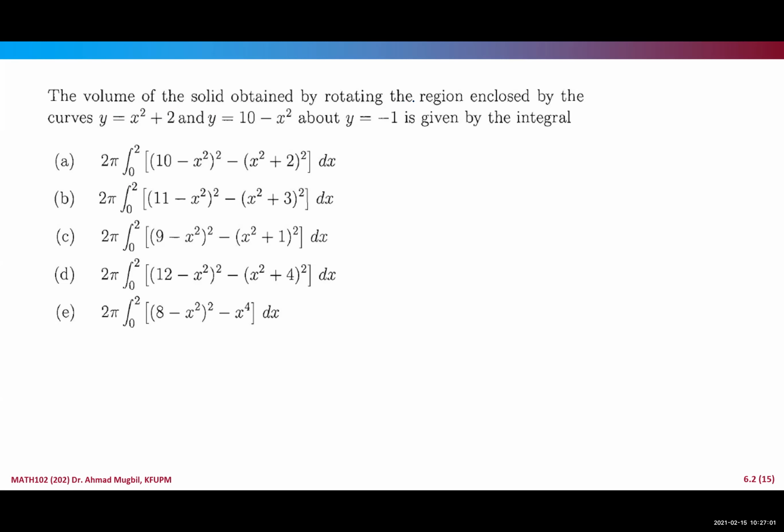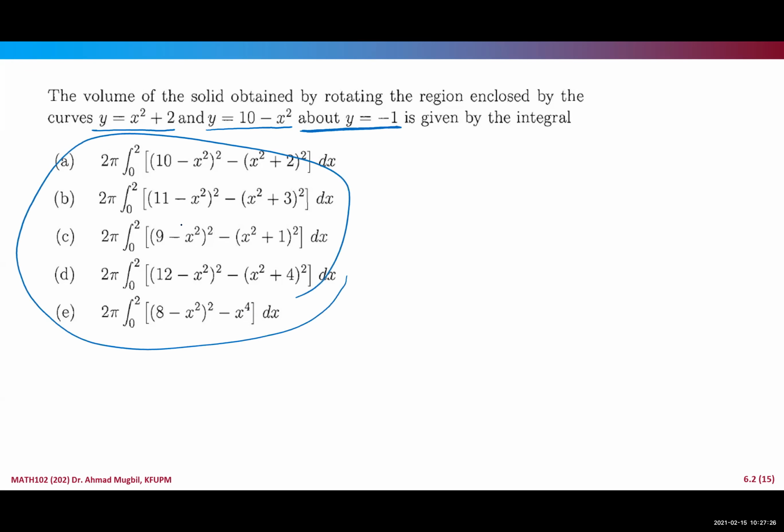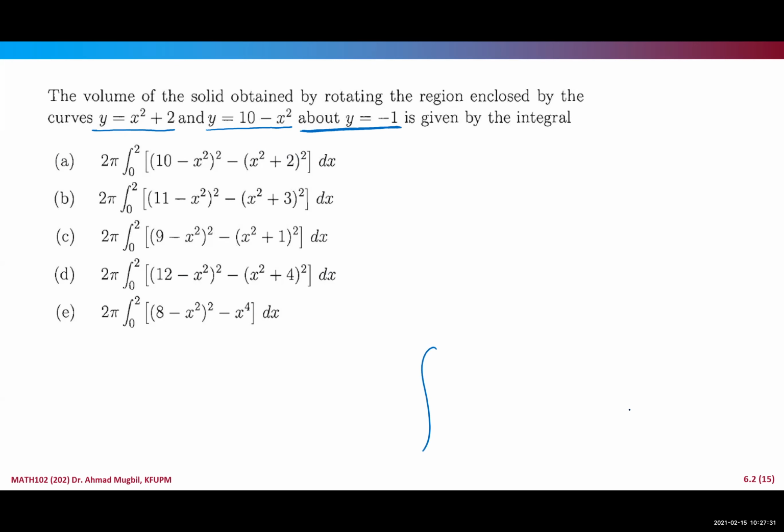The volume of the solid obtained by rotating the region enclosed by this curve, this is a parabola, and this is also another parabola, about the line y equals -1. Because here the axis of rotation is a horizontal line, and we are going to use the washer or the disk method, the integration will be with respect to x. But don't worry about that. All the answers here are with respect to x. But even if you don't have choices, for sure this integral will be with respect to x, because here the axis of rotation is horizontal, and we will draw the cross section to be perpendicular to this.